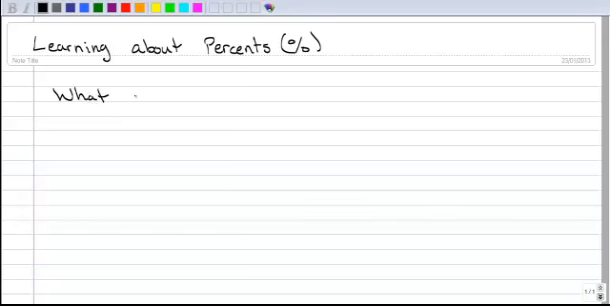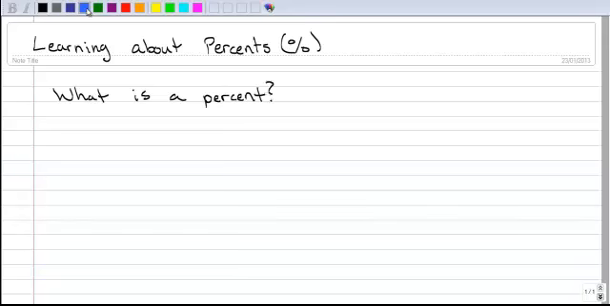Hi there. Welcome to a small little lesson here on learning about percents. Of course, with our little symbol right there. Now, before we get started, let's discuss what is a percent exactly.